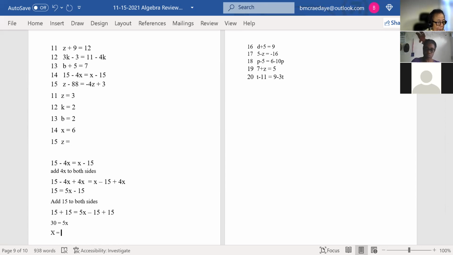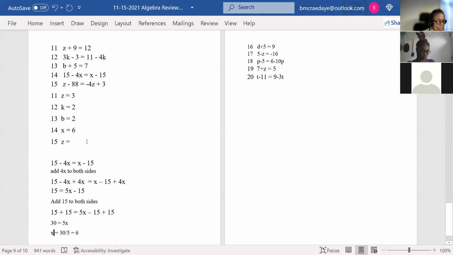What number multiplied by 5 gives 30? 30 divided by 5 equals 6. Then divide 30 by 5. Yes, that's right. It's 6. Right? So that's your answer. x is equal to 6.